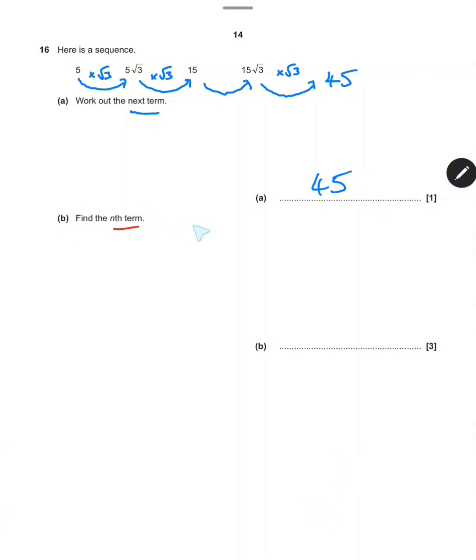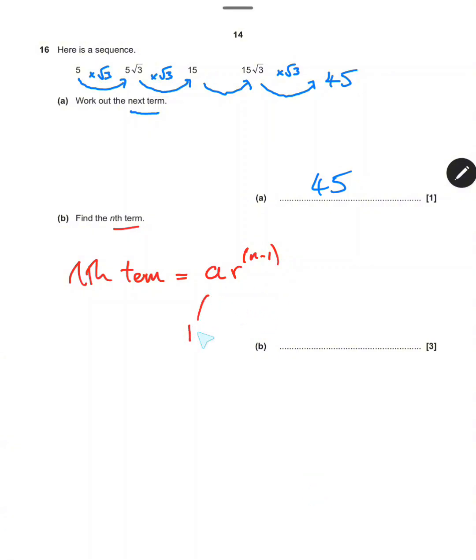Part B says find the nth term. Bit of a tricky one because this is a geometric sequence. We're not adding between terms, we're multiplying. And the nth term for a geometric sequence is A R to the n minus 1. And I'll explain what that means.